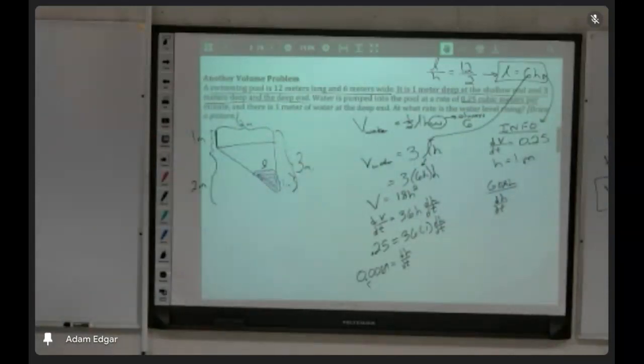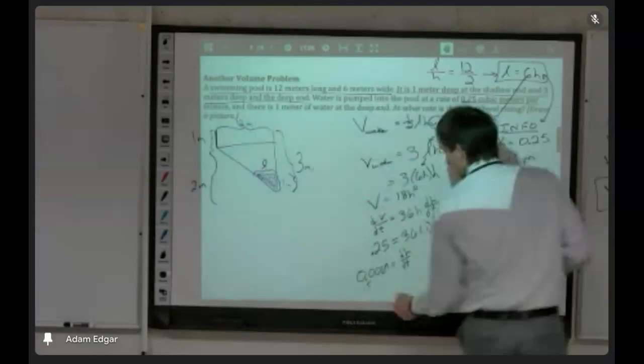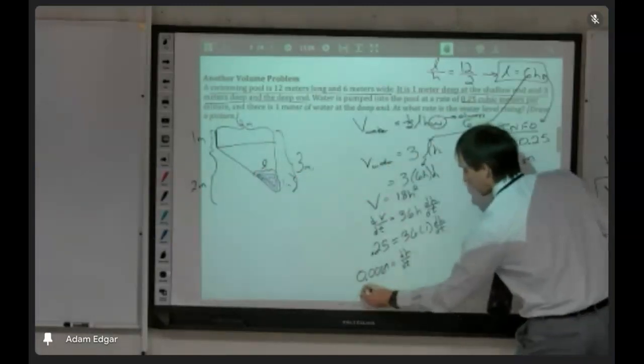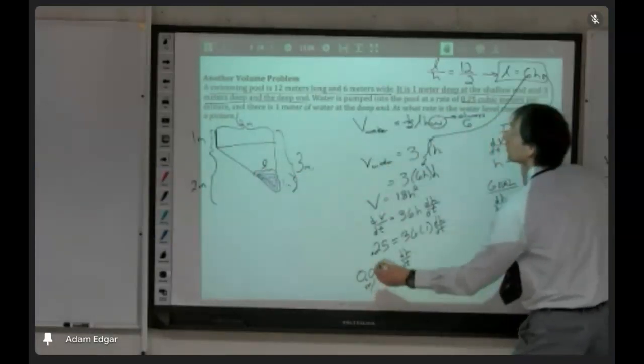.25 divided by 36, .0069. That'll do it. All right, and units are what, meters for the height, so meters per minute.